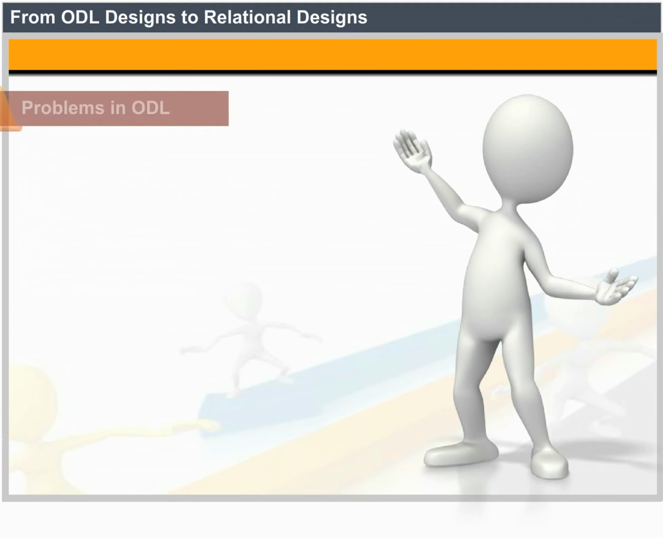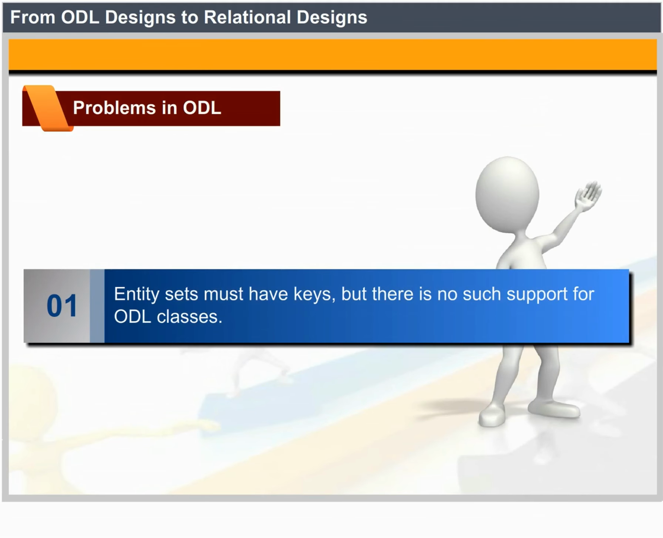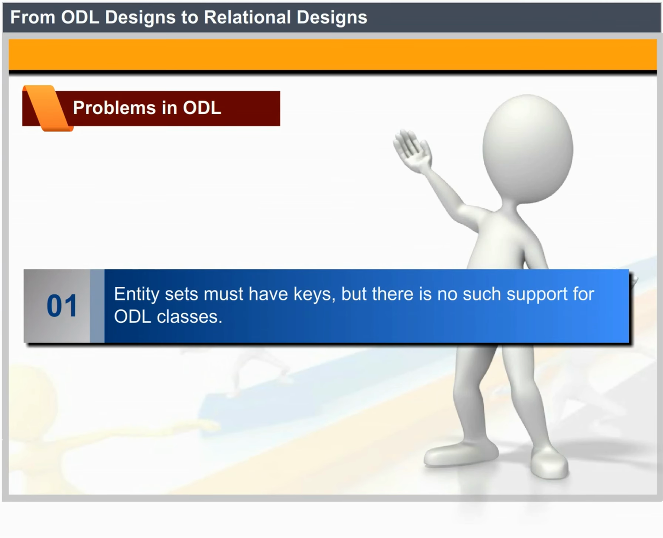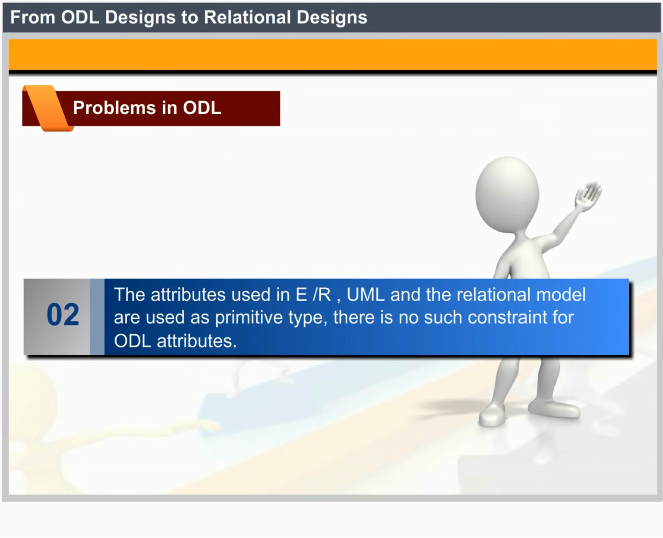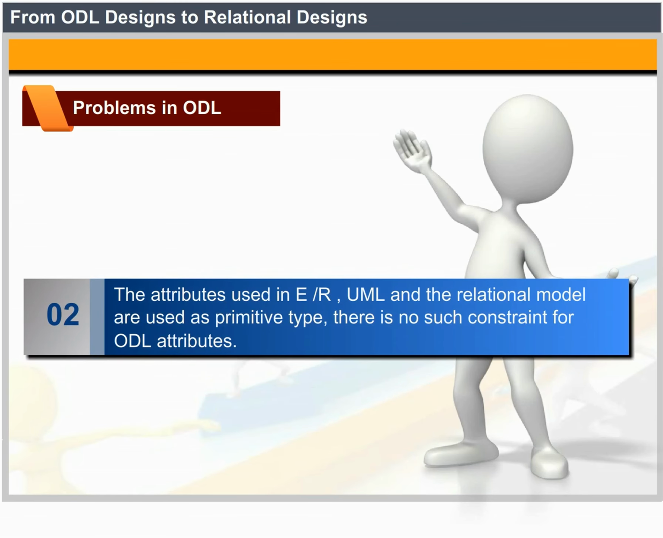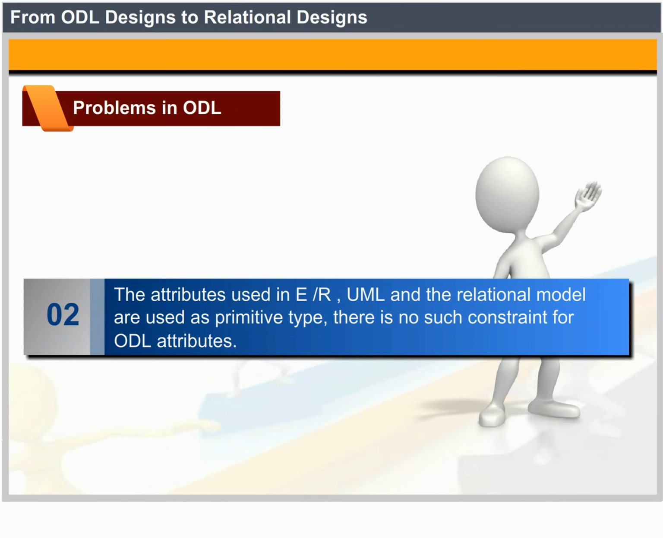Problems in ODL. Number 1. Entity sets must have keys, but there is no such guarantee for ODL classes. Number 2. While attributes in E/R, UML and the relational model are of primitive type, there is no such constraint for ODL attributes.